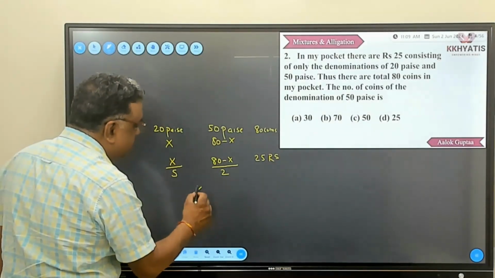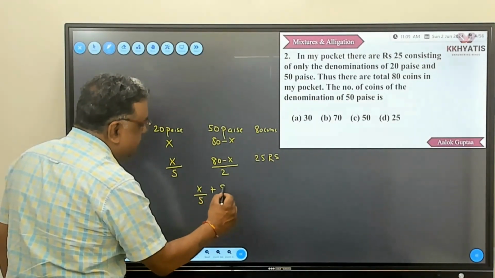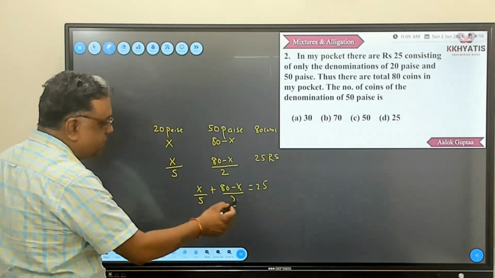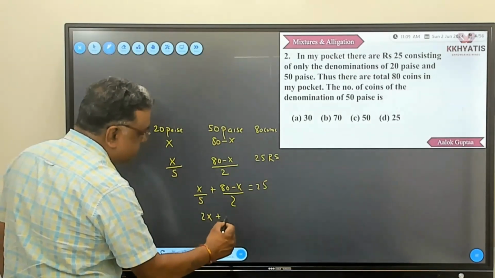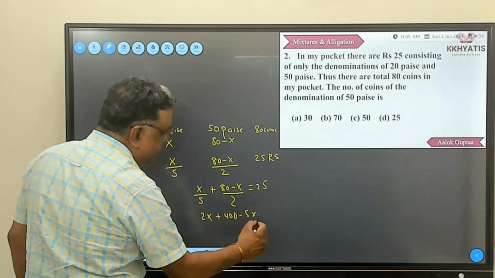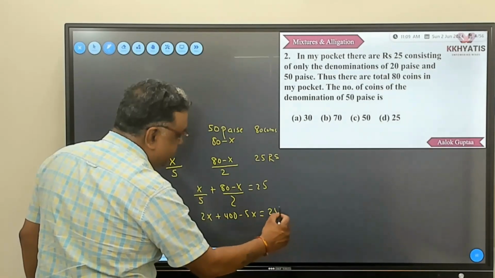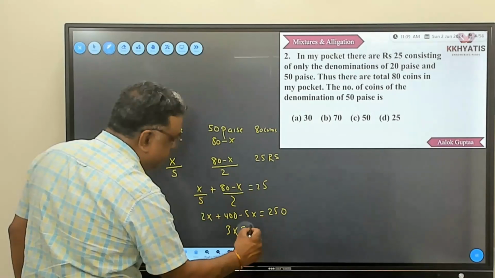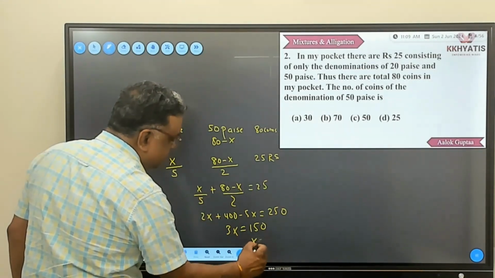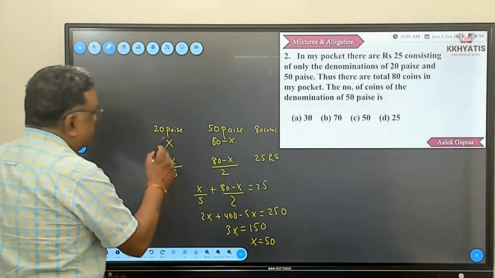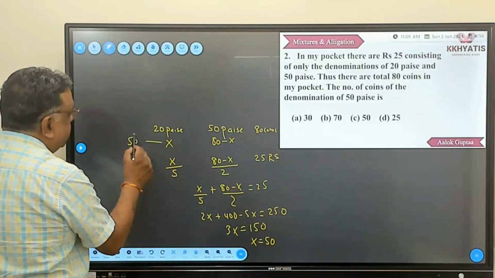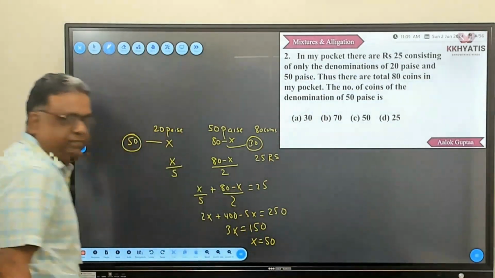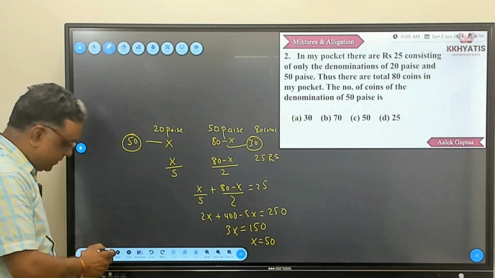What I have been told, the total of this rupees is 25. So I'll just solve it. 2x plus 400 minus 5x is 250. So 3x equals 150. So x is 50. So 20 paise coins are 50. So 50 paise coins would be 30. That's what you were asked. So that's the answer. Correct? Let's go ahead.